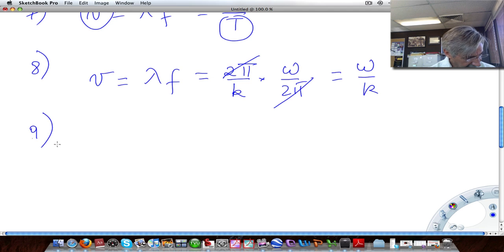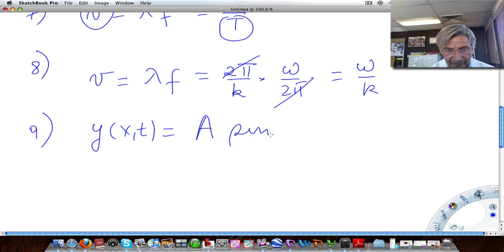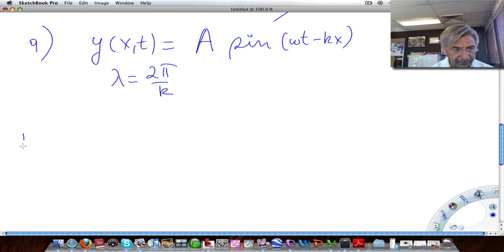Number 9 is just an inspection. You have to recognize what the amplitude is, which is given to you, so you just put that number in there, because in the equation, this is the amplitude and sine of omega t minus kx. The wavelength, you get it from 2 pi over k and so forth. So it should be straightforward.